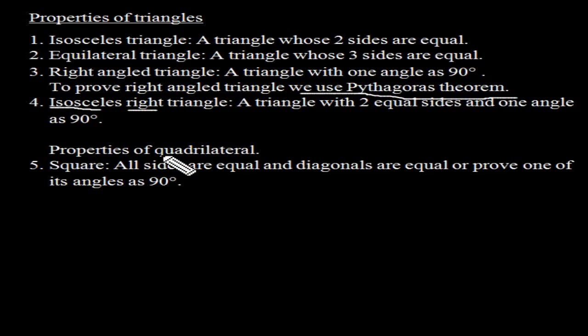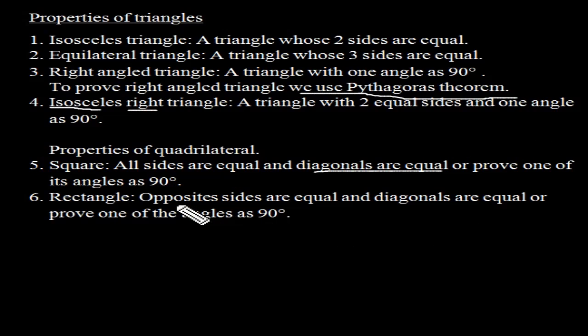Next we are going to see the properties of quadrilaterals, that is, the square. All the four sides are equal and the diagonals are also equal in a square. Either you have to prove that diagonals are equal, or you have to prove any one of its angles is 90 degrees by using the Pythagoras theorem. Similarly, we have to prove it for a square also. Opposite sides are equal and diagonals are equal. Either you have to prove diagonals are equal or you have to prove any one of the angles as 90 degrees. I will show you an example for the square.